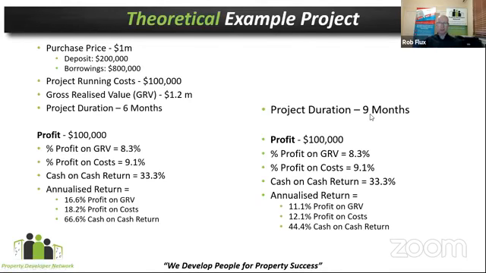So if you use my secret sauce and actually annualize the results, you'll see that in this second project, when we actually annualize that, we get an 11.1% profit on GRV, a 12.1% profit on costs, and a 44% cash on cash return. So clearly, when we compare these two projects, project number one that only took 6 months means our money is actually working harder and working smarter. So one of the things that you need to do is not just look at the raw numbers, but also take into consideration the time consideration of that in order to compare two projects against each other.